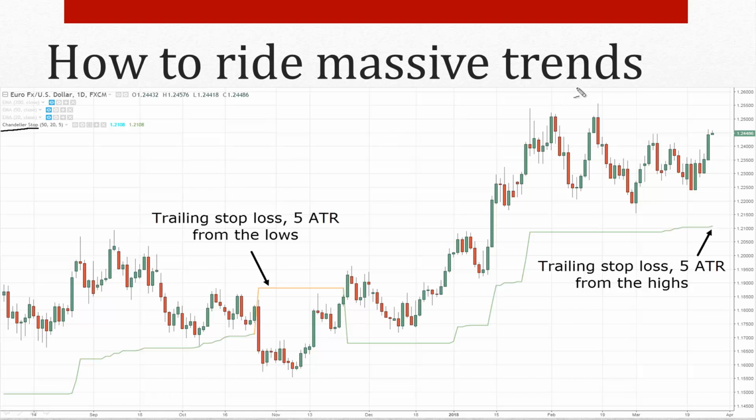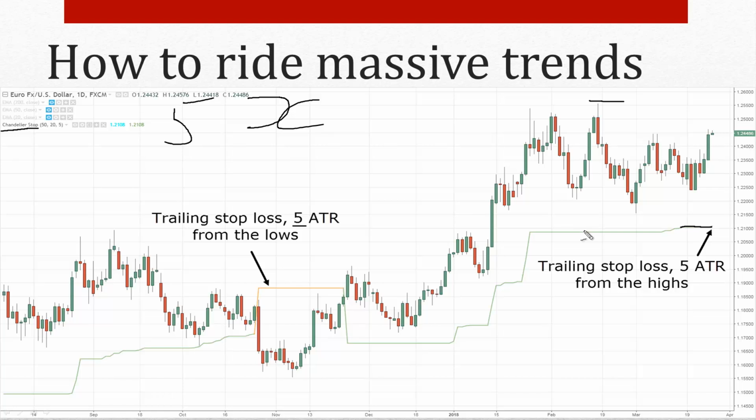What the Chandelier Stop does is take the highs over here and then calculate the ATR value, otherwise known as X. In this case, I use 5 as my multiple, so I'm using 5X. You take 5 multiplied by X, and this is the level which is your trailing stop loss. All you need to do is just hold on to your trade. If the market is above this level, which is 5 ATR from the highs, and the market does not break below it, you hold on to your trade. As simple as it is. So this tool is very simple to help you ride massive trends in the market.